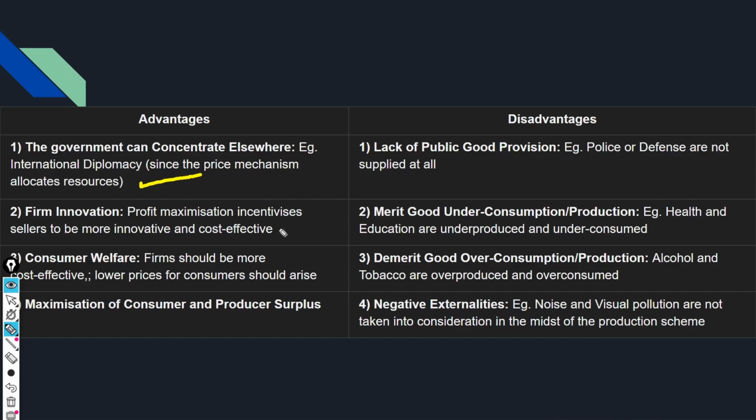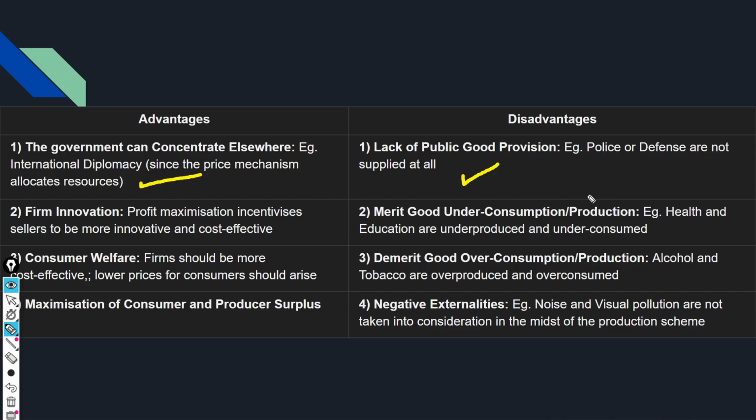And another thing will be the maximization of consumer and producer surplus. This is seen in the demand and supply curve, which we'll look at later on in another video. However, the disadvantages are obviously there'll be a lack of public goods, so goods supplied by the government. This is because the government won't be putting in any money or influencing the prices. So firms would not want to waste money, since they won't earn anything for police or defense at all. So they won't do that.